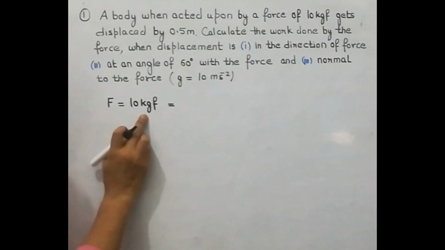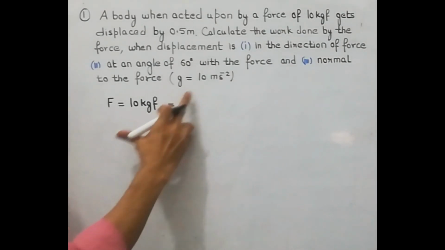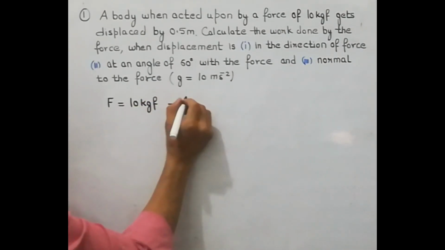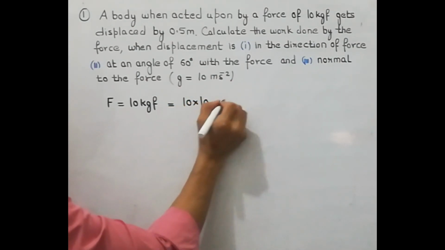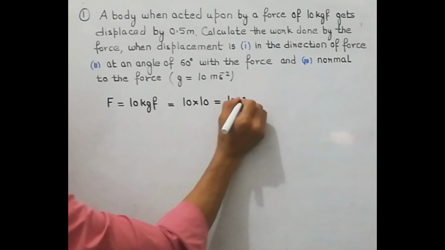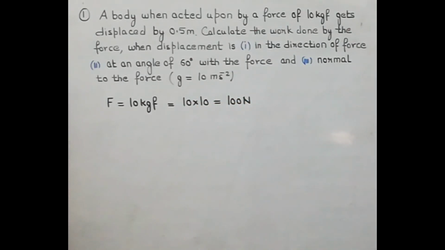Whenever the gravitational unit is given, you multiply it with the value of gravity and you will get force in absolute unit. Remember, force given in gravitational unit, you will be multiplying it with gravity and you will be getting force in absolute unit. So that's our first step over here. We have converted it from gravitational unit to absolute unit.